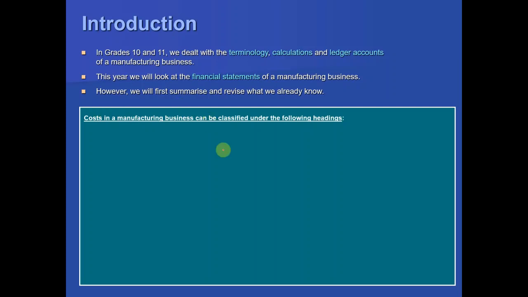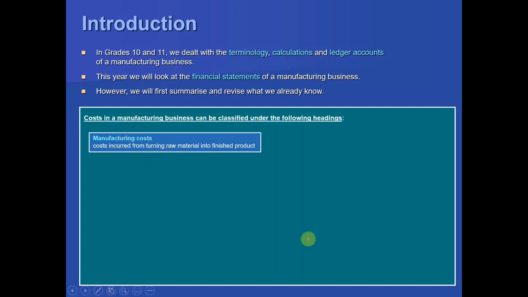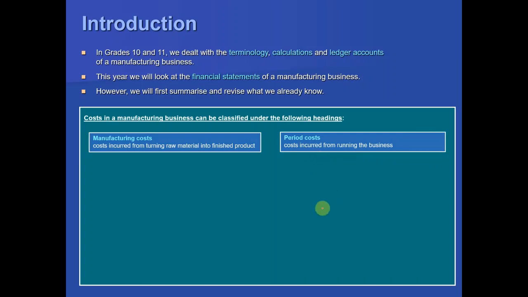So, the cost in a manufacturing business can be classified under the following headings. We have our manufacturing costs, which is the cost incurred from turning raw material into the finished product. And then on the other hand, we have period costs, which is costs incurred from running the business.